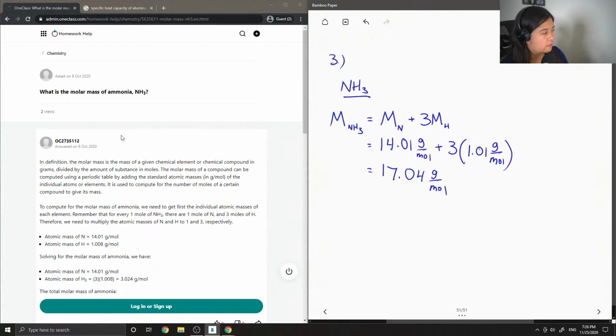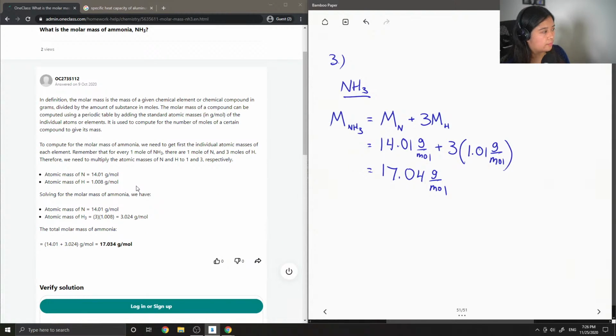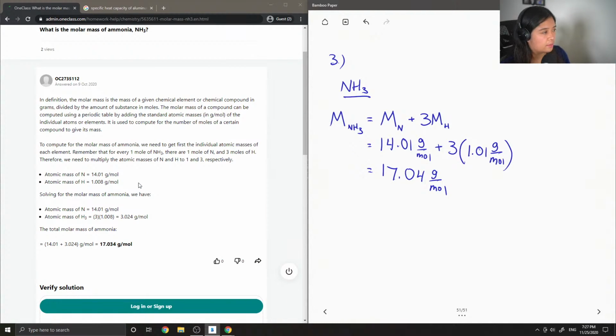Okay, so the junior tutor said, in definition, the molar mass is the mass of a given chemical element or chemical compound in grams divided by the amount of substance in moles. The molar mass of a compound can be computed using a periodic table by adding the standard atomic masses of the individual elements or atoms. It is used to compute for the number of moles of a certain compound to give its mass.